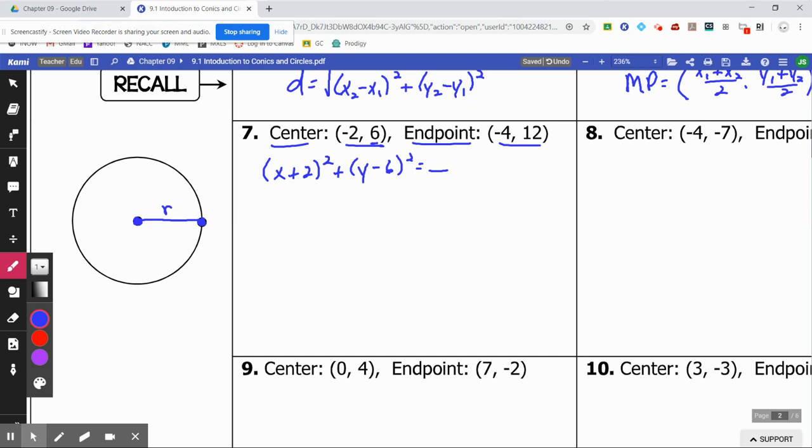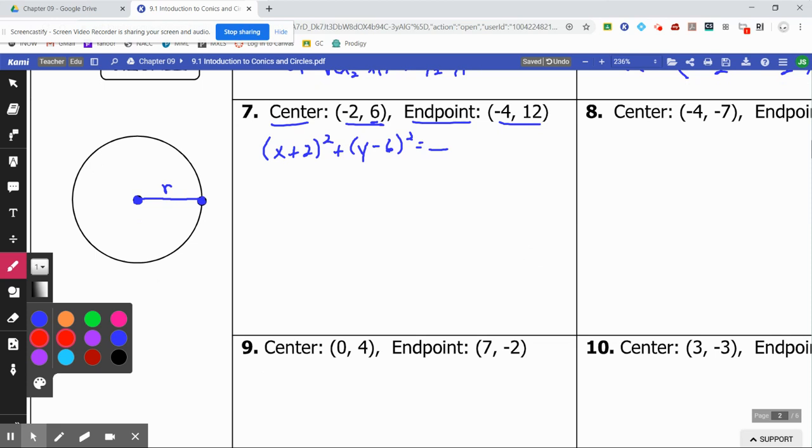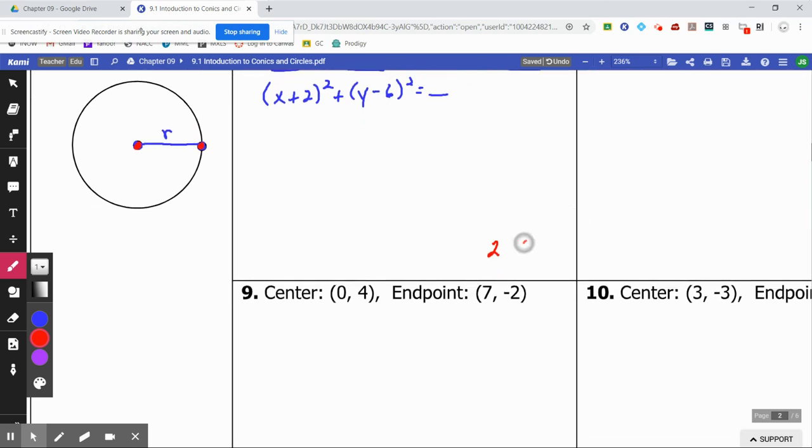And again, the way I like to do it, and you can use the distance formula if you'd like, but I like to use Pythagorean theorem. I ask myself, how far is it from -2 to -4? Or what is my x change from here over to here? From -2 to -4, that's a change of 2. Then I say, what about from 6 to 12? What's my change there? And that's a change of 6.